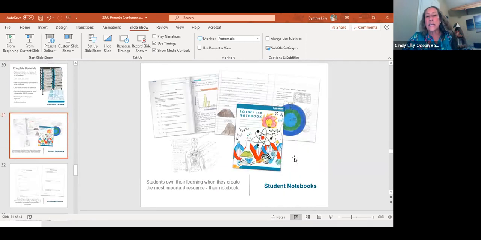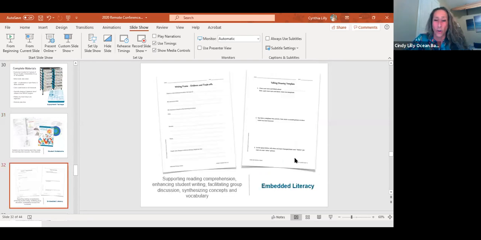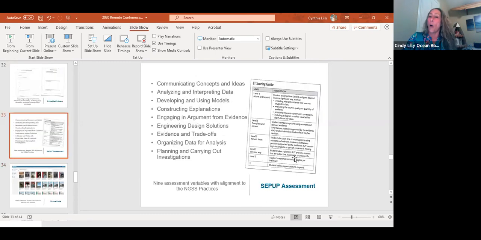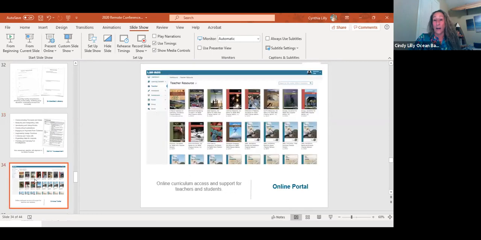The nice thing is that they are all driven by student notebooks, our kids' journal. They have literacy embedded. So I have writing frames. I have other literacy strategies that are embedded inside of the curriculum and the readings. All the rubrics are included in this. And what I really like right now is, since we're remote, there are online portals. So everything of mine is online.